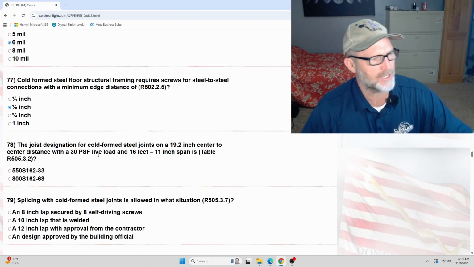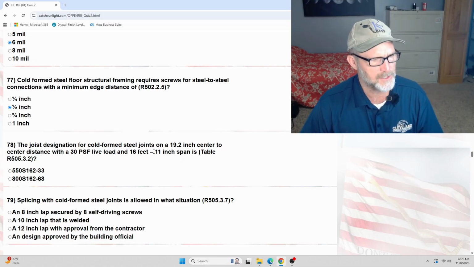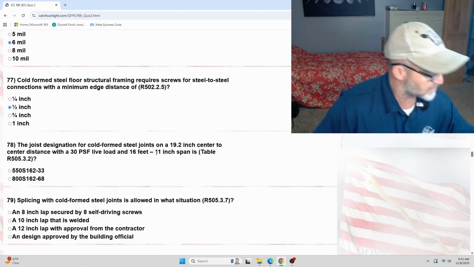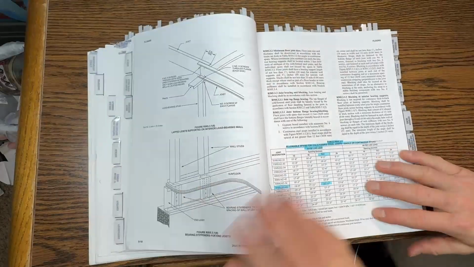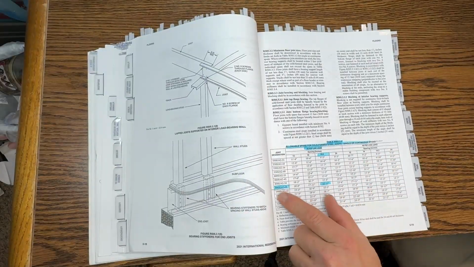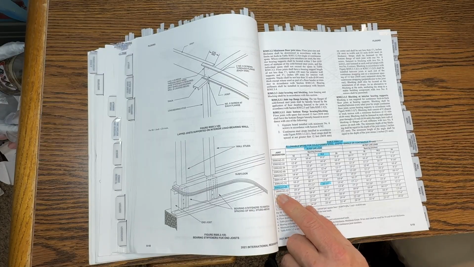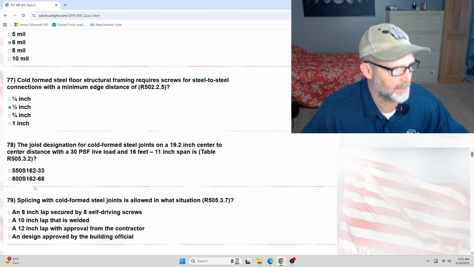All right, 78. The joist designation for cold form steel joists on a 19.2 inch center to center distance with a 30 PSF live load and 16 feet 11 inch span is table R505.3.2. Let's go ahead and look that up really quick. Table R505.3.2, right over here. So what you're looking at is this particular number here. It happens to be 800S162-68.